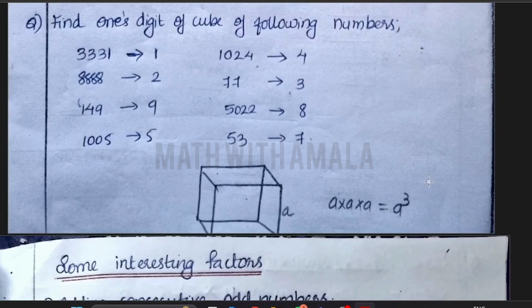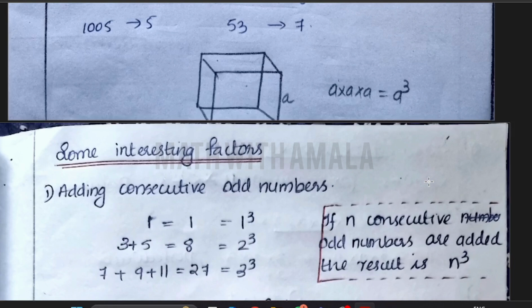Here we have a question to find the one's digit of the cube of the following numbers. Some numbers are given, like 3331, and its one's digit of the cube will be 1. Then 8888, its cube's one's place will be 2. Then for 149 it is 9, 1005 it is 5, 1024 it is 4, 77 it is 3, 5022 it is 8, 53 it is 7. Let's take an example, 53. Here 3 cube is 27, so you have to take the last digit.